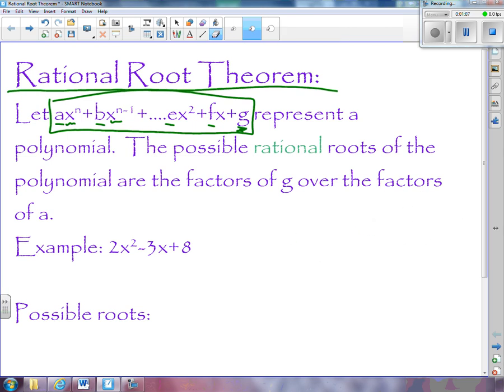So all we're saying is that if we have this polynomial, the possible rational roots of the polynomial are the factors of the last guy over the factors of the first guy.